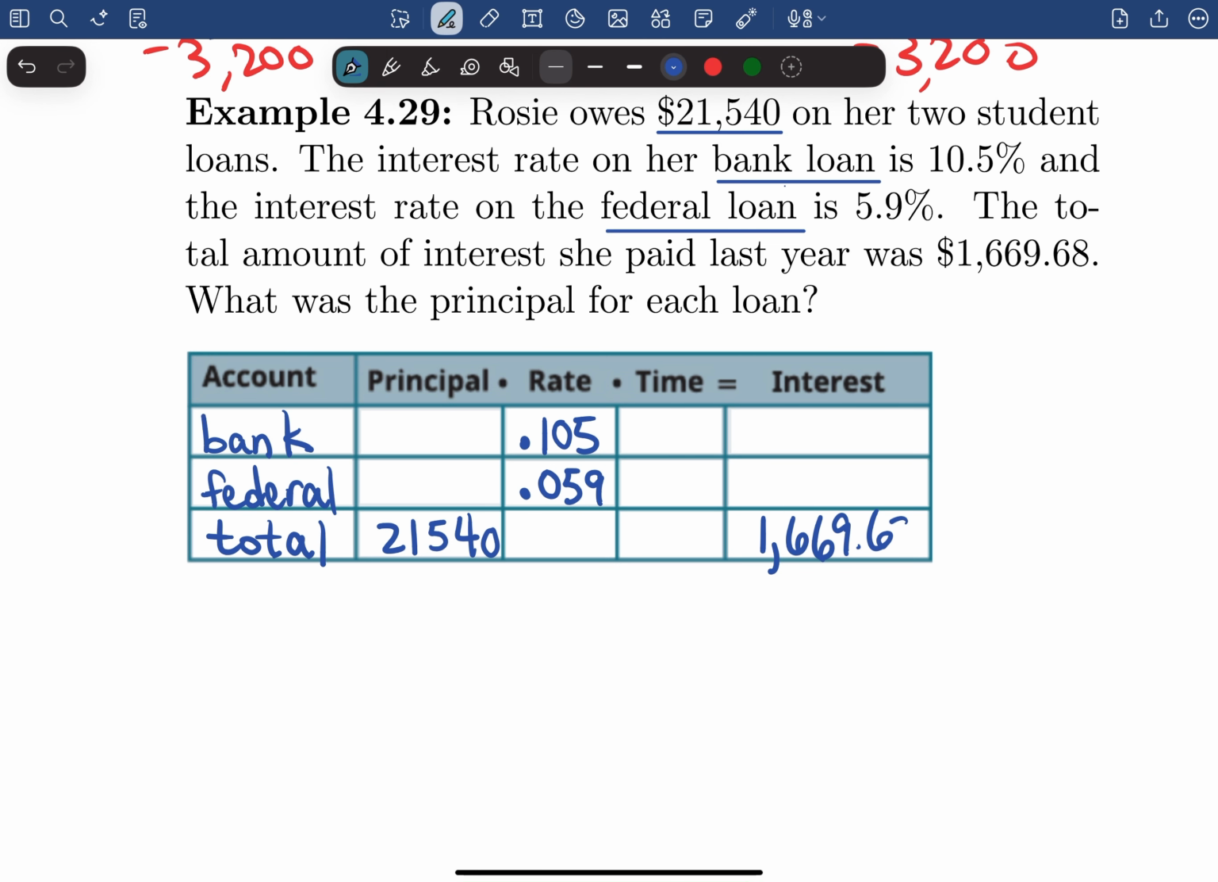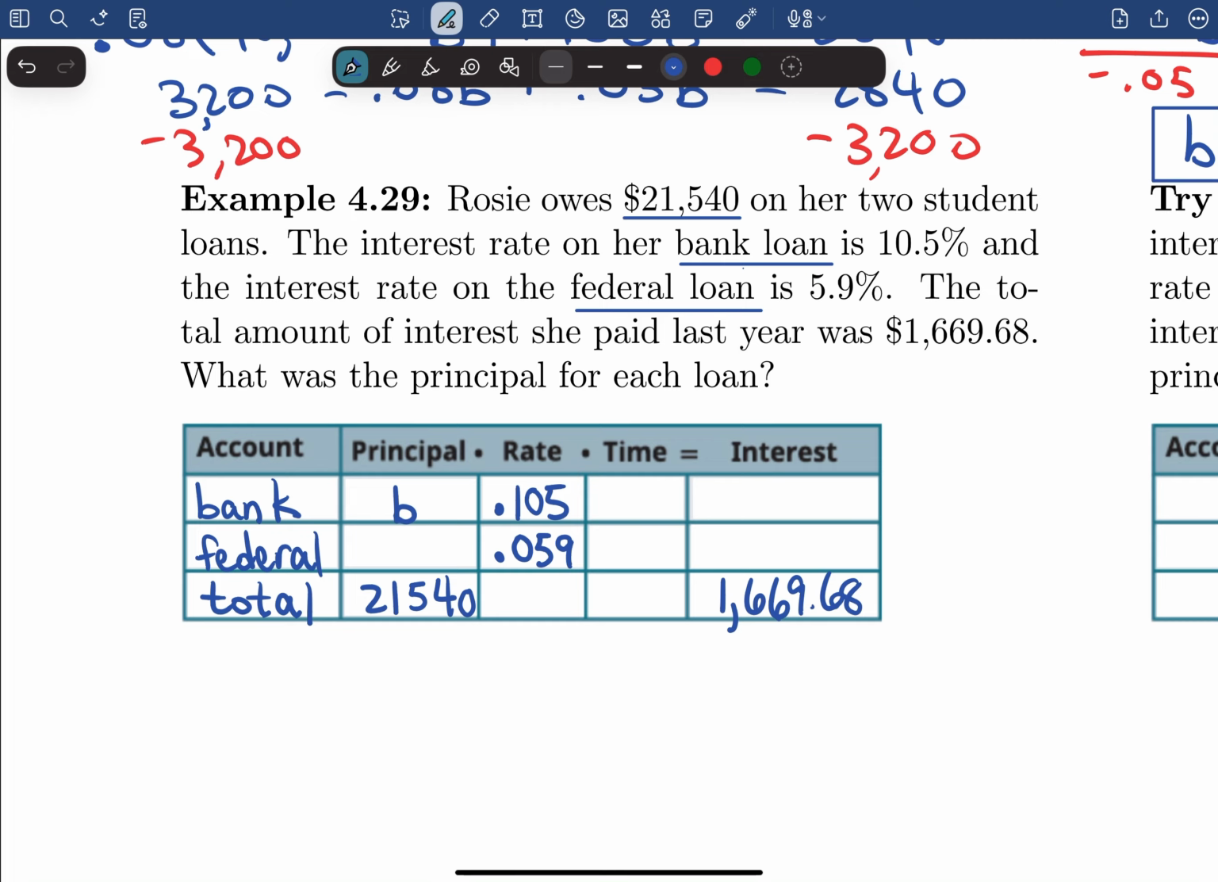And what else do I know? Well, the things that I don't know are the principal, the amount that was put into the bank loan, or how much the bank gave her, I should say, how much that was. It's B, we'll call it. And then how much the federal government loaned her. Okay? So I'll call those B and F. And we're talking about the amount of interest paid just in the last year, right? So we're talking about 1 year of interest. So let's make this nice and easy. We're going to make the time 1 year for all of the stuff.